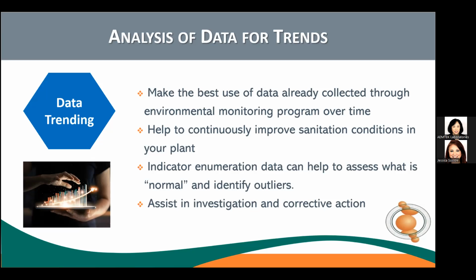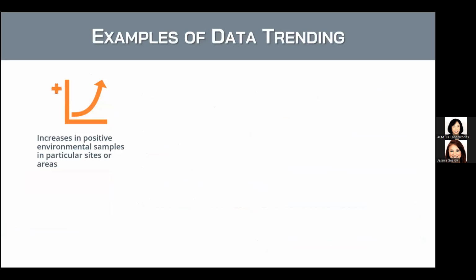Assuming you have diligently sampled and tested your environment, you can make the best use of your data by conducting further analysis for trends. That can help you to continuously improve your sanitation conditions. And sometimes you can use indicator enumeration data to help assess what is normal, meaning the normal operation, the normal sanitation, and then from there you identify outliers. And data trending can definitely assist in investigation and corrective actions. So here is an example of some data trending.